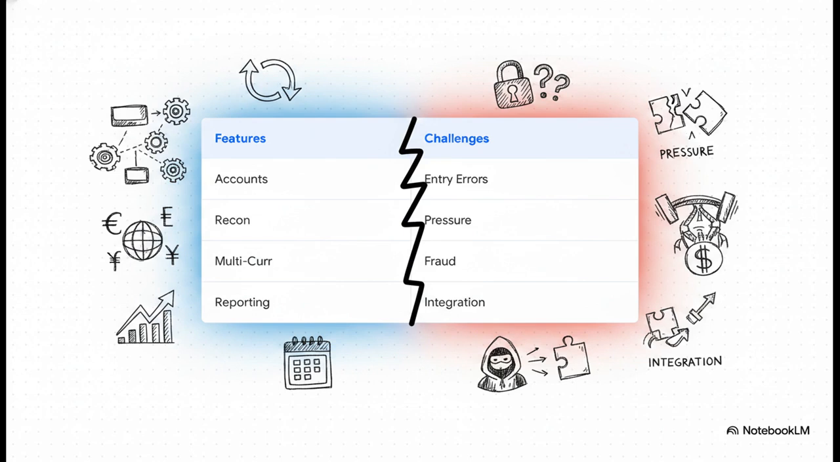But the challenges are real. Data entry errors from manual inputs can wildly distort an entire financial statement. There's this massive period-end pressure to close the books. You've got fraud risk if your controls are weak. Fictitious journal entries are a classic fraud tactic. And system integration issues can just cause massive headaches and mismatches. When you're writing your exam answer, balancing these super powerful features against these very real human challenges shows a really deep, mature understanding of the material.